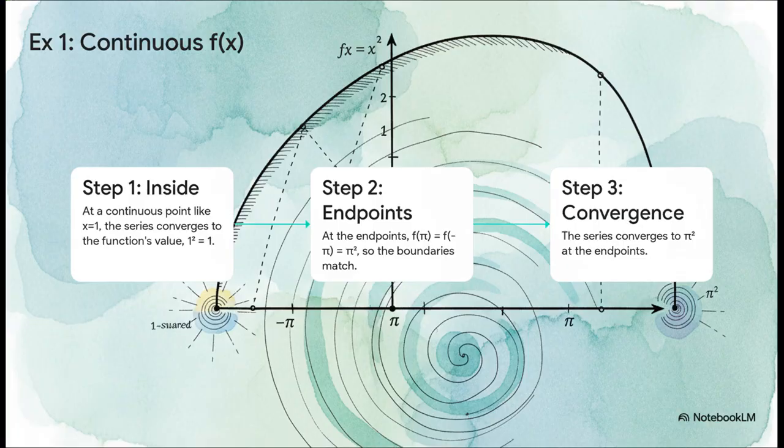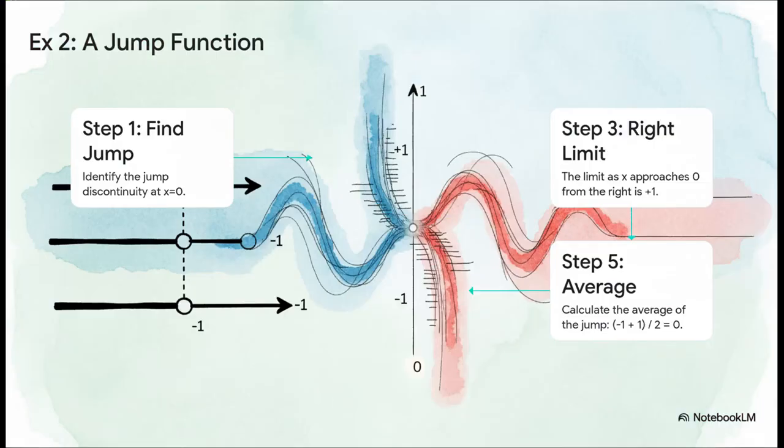See? No drama here. Now for the really interesting case, a function with a big jump. Let's imagine a function that's -1 for all the negative numbers and then jumps up to +1 for all the positive numbers. There's a clear, unmistakable jump right at the origin, at x equals 0. So what does the Fourier series do? We just follow the rule. The limit as you come in from the left is -1. The limit from the right is +1. What's the average of -1 and +1? It's 0. And that is exactly where the Fourier series converges. It splits the difference perfectly.